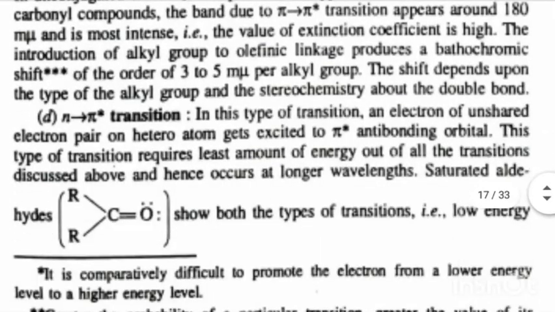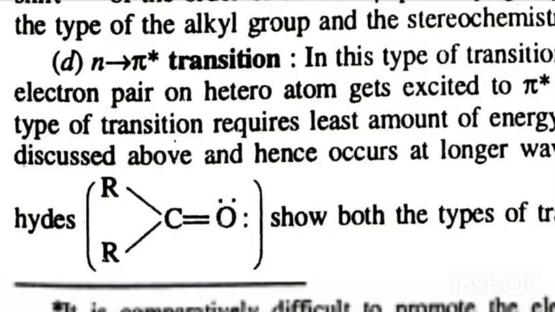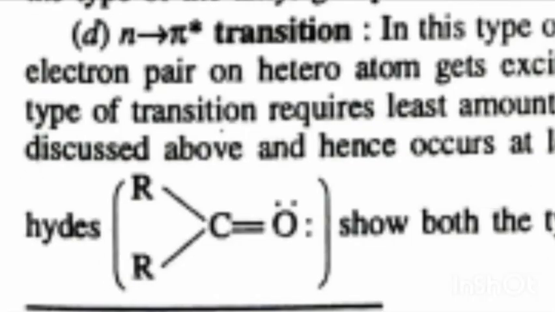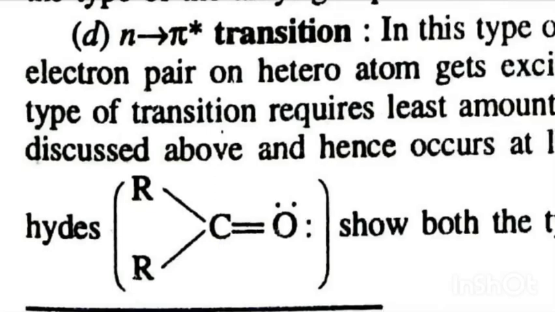So the last transition is called n to pi star transition. It happens in the case of ketone-like compounds. Here the valency of carbon is 4. So the carbon is having bonds with the other two alkyl groups on the left side. Now you consider only the C double bond O case. The first bond between the carbon and oxygen is a sigma bond, and the second bond between the carbon and oxygen is a pi bond. In addition to that, the oxygen is having lone pair of electrons, which are non-bonded electrons.